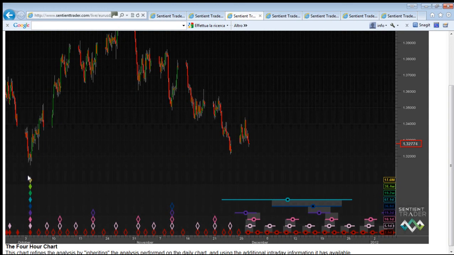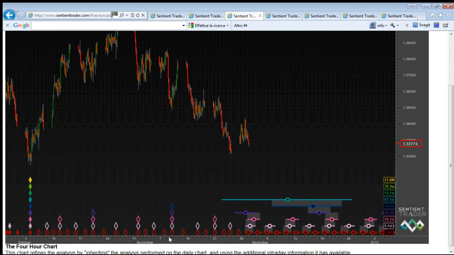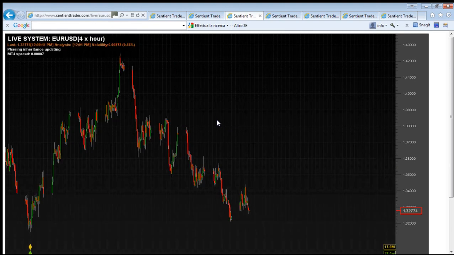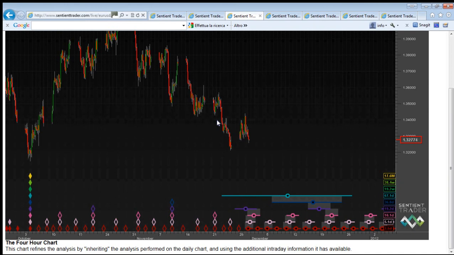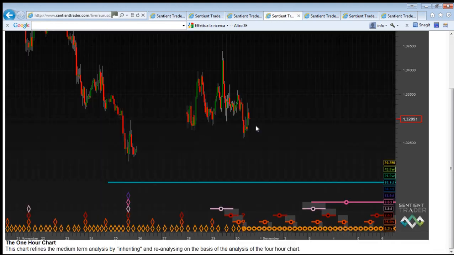And you can see that it has taken analysis from the daily chart and has positioned an 18-month cycle trough on the 4th of October, and it has positioned a 40-day trough here on the 10th of November. I think that's the 10th of November. And the way that the live analysis system and Sentient Trader itself works is that it refines the analysis as it looks at more and more detailed charts.